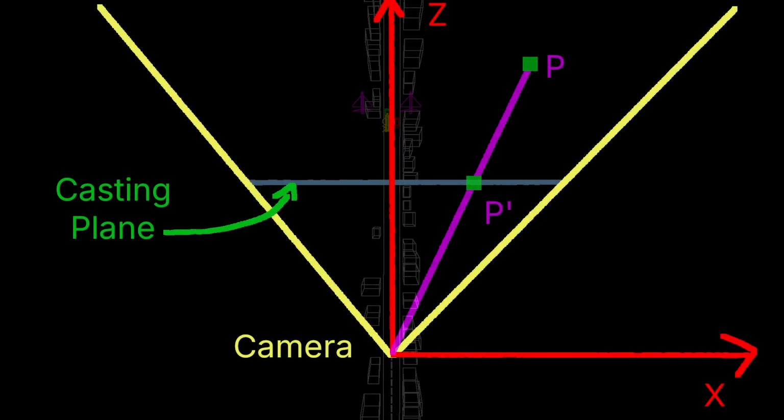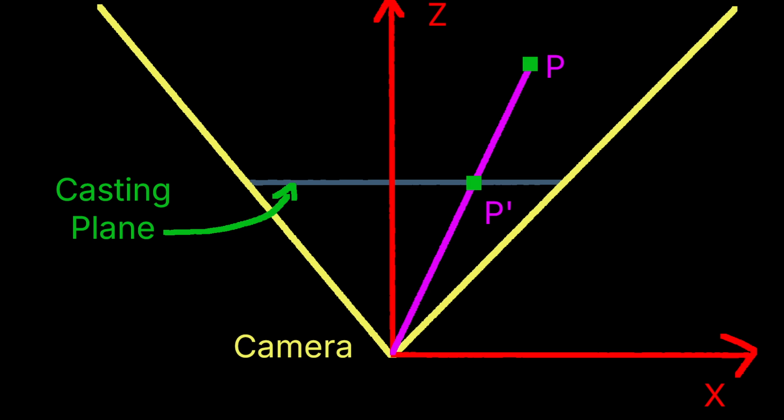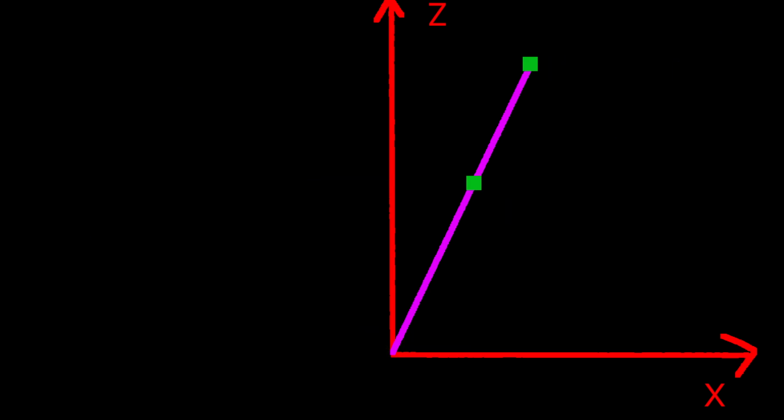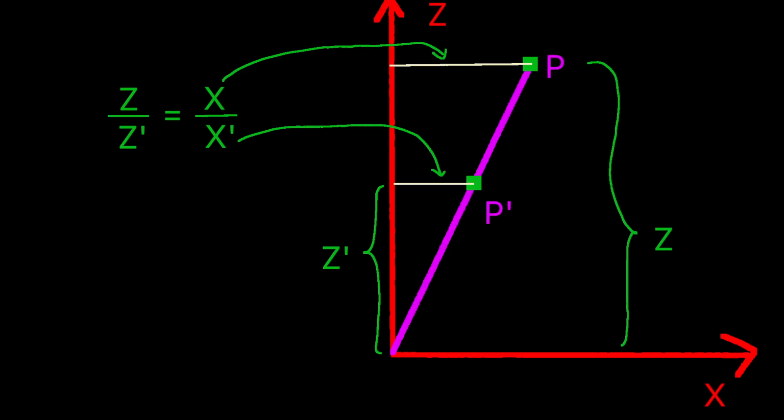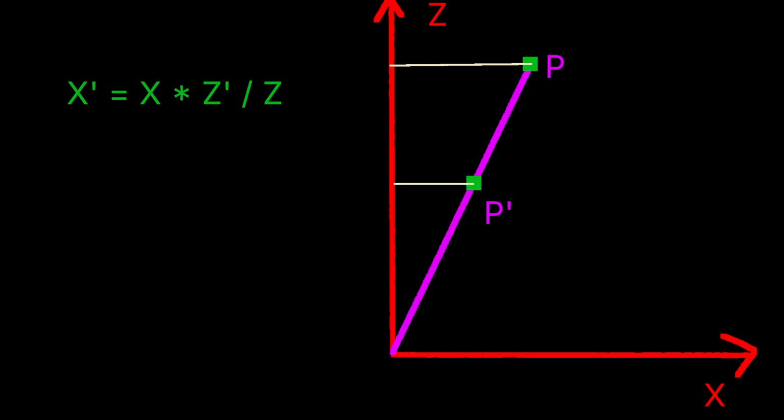Let's take a point in space. We want to project it onto a fixed plane in front of the camera. So I built two triangles, one from the original point and one from its projection. They have the same angles, which means they are similar. Because the triangles are similar, the ratios are the same. So we get this formula. We do the exact same thing for y.